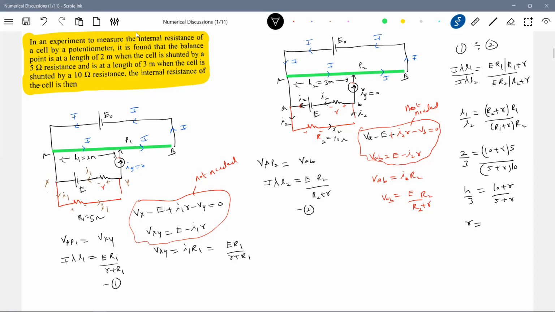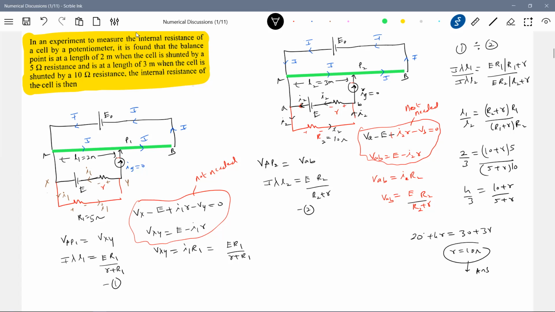Getting some method? Different types of potentiometers. So there are varieties of numericals. It's not that, okay, potentiometer R equal to 10. Internal resistance, such a high value. Let me check it. 20 plus 4R equal to 30 plus 3R. R equal to 10 ohm. Very high value.